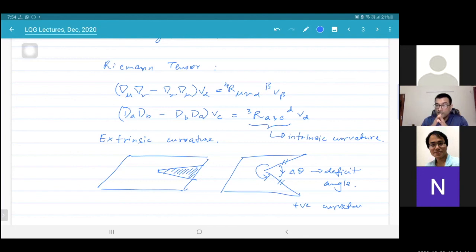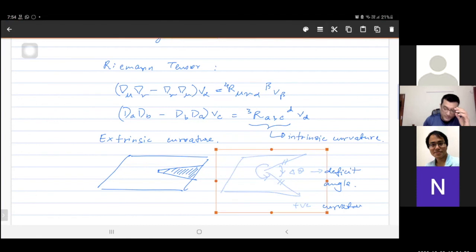Now you can also have line defects. You can have dislocations and disclinations. These are two different kinds of defects that you can have in a solid. So this one that I've mentioned, I believe it goes by disclination, if I'm not mistaken. And so these correspond to the Gaussian curvature or the intrinsic curvature.